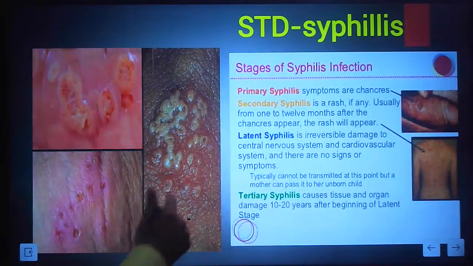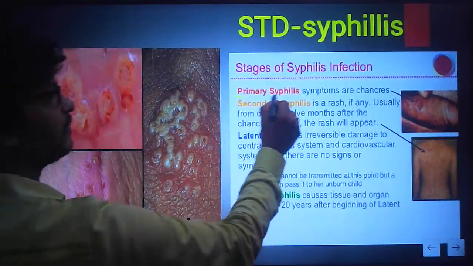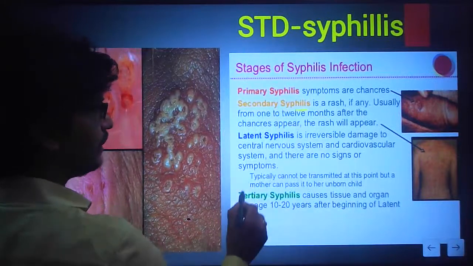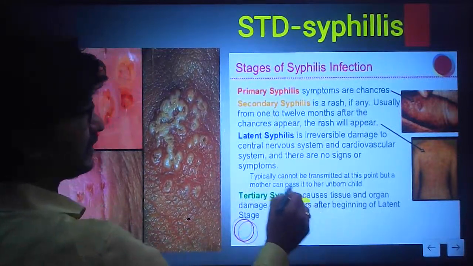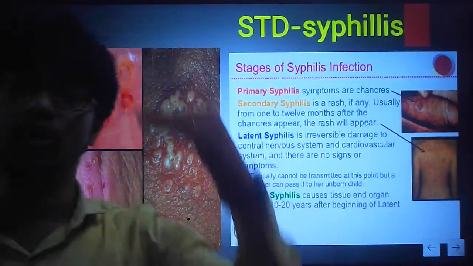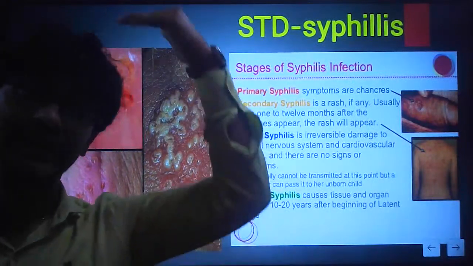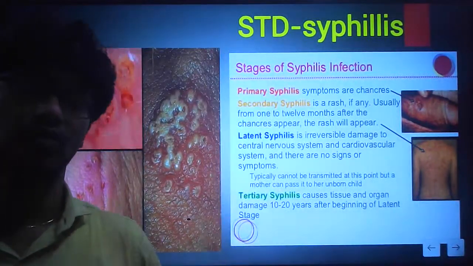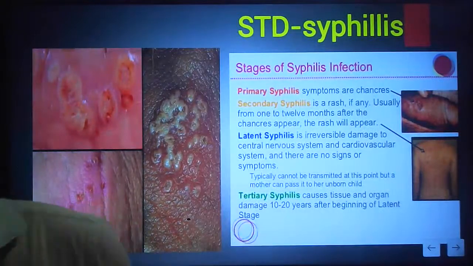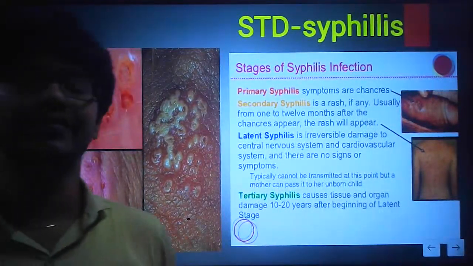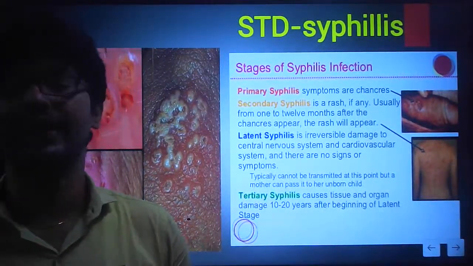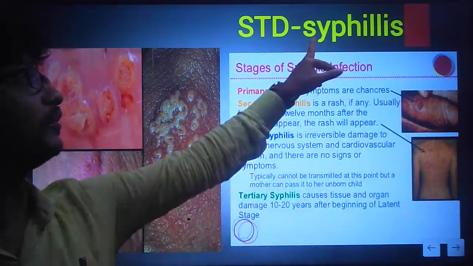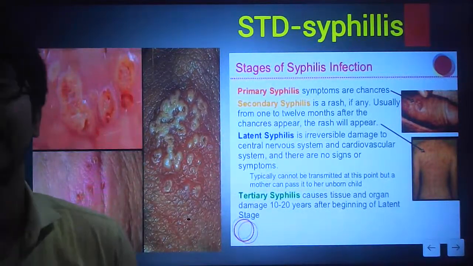Here we have the stages: primary syphilis, secondary syphilis, and tertiary syphilis. Sometimes syphilis spreads from head to toe, sometimes from toe to head. So it is called ascending syphilis, and sometimes descending syphilis. The causative agent is Treponema pallidum. So yes, it is correct. The causative agent of syphilis is Treponema pallidum.